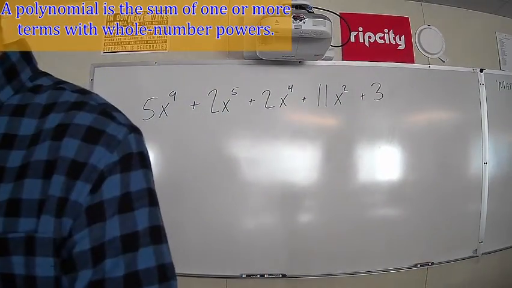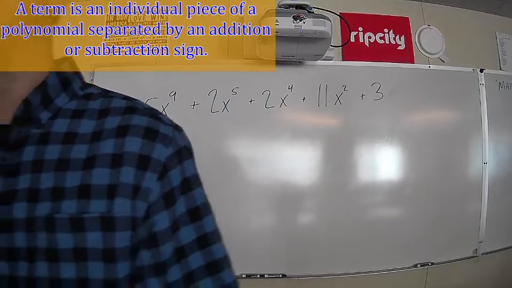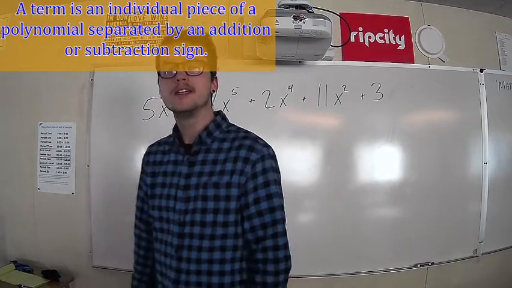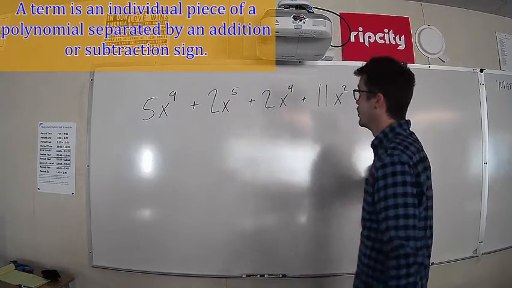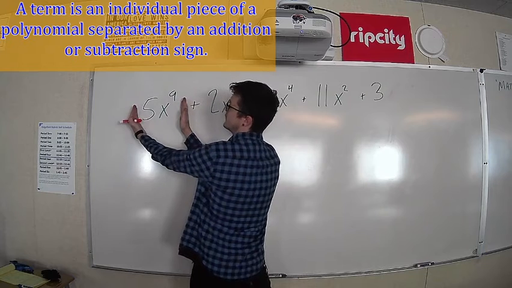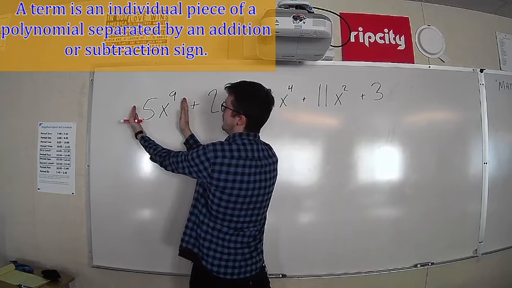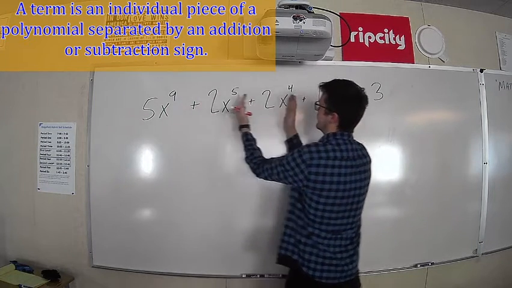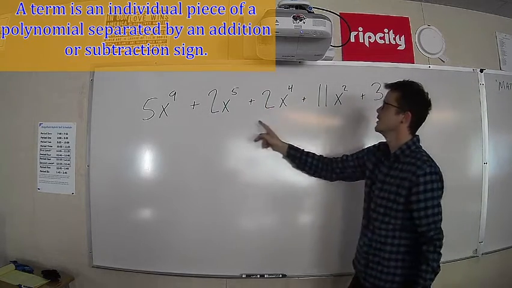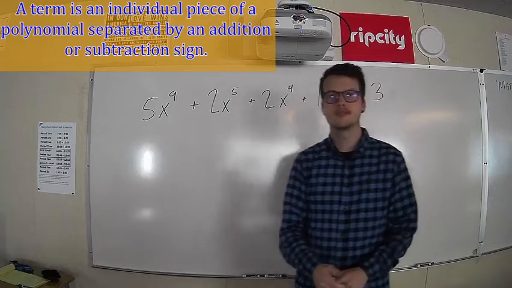Now the word terms, let's do a quick review on that. A term is an individual piece of a polynomial separated by an addition or subtraction sign. So again, this is our polynomial. There's a term right here. 5x to the 9th is a term. This is also a term. 2x to the 5th, 2x to the 4th, 11x to the 2nd, and 3. There's 1, 2, 3, 4, 5 different terms here.